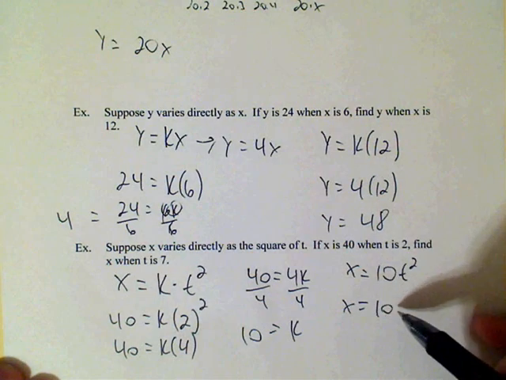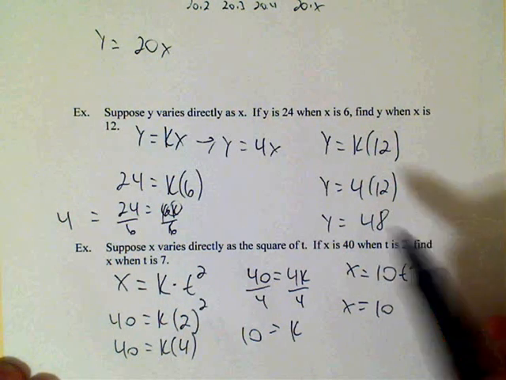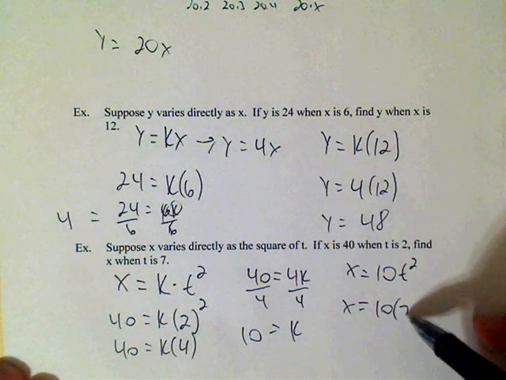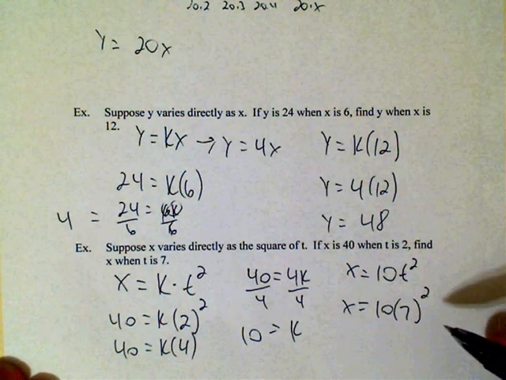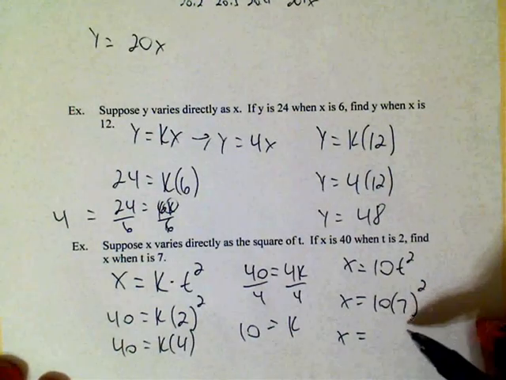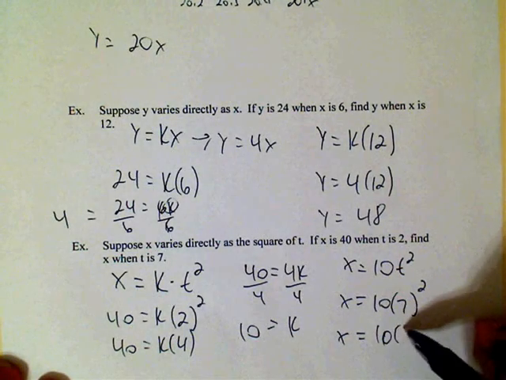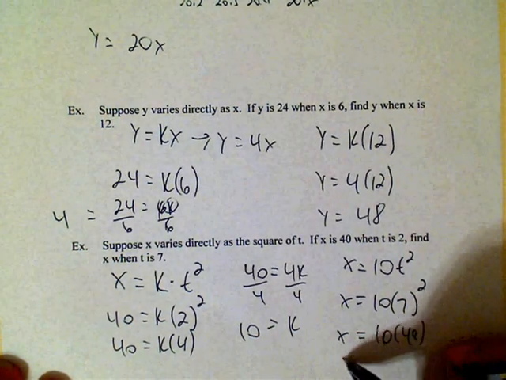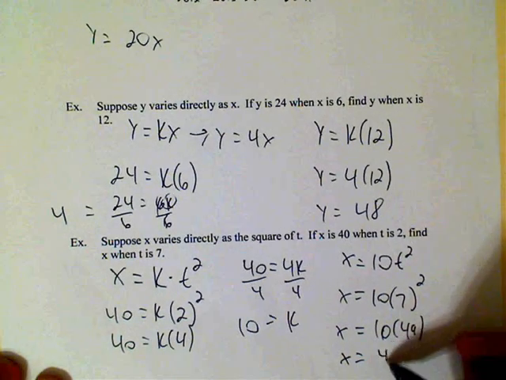And now we can answer the real question: find x when t is 7. So if t is 7, I'm going to substitute it. I always use parentheses when I substitute. Do the order of operations. 7 squared is 49. Then multiply by 10. And we get our final answer of 490.